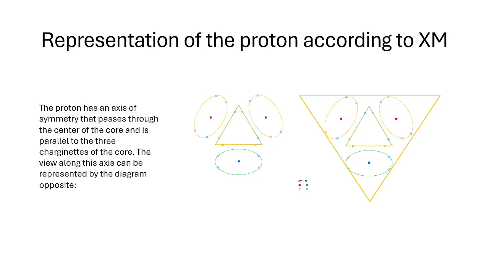Representation of the proton according to XM. The proton has an axis of symmetry that passes through the center of the core and is parallel to the three charge nets of the core. The view along this axis can be represented by the diagram opposite.